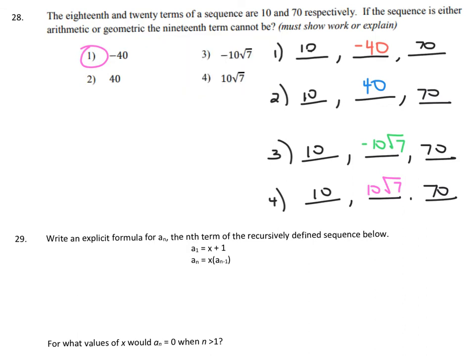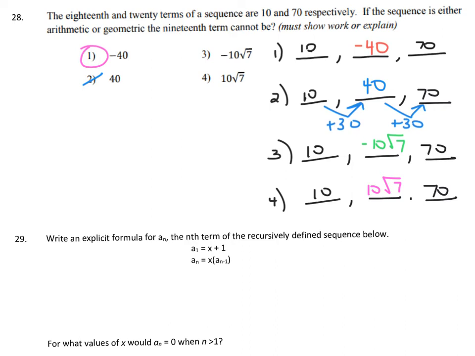For choice 2, I'm definitely not going to even bother using my calculator. This one's very apparent to see. If you take 10 and add on 30, you'll be at 40. If you take 40 and add on 30, you will be at 70. So choice 2, definitely 40 works, so that's not our answer.